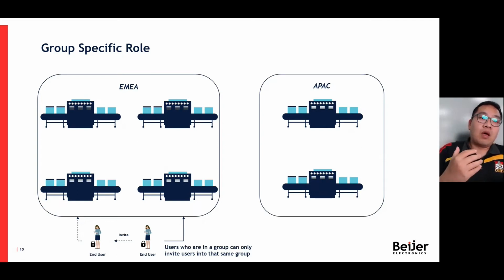But also, when you create a user that is part of, for example, an EMEA group, whom you have given the ability to invite more users, the user's authority will not exceed its own, meaning that when this user, who is part of the EMEA group, sends an invite to another end user, the end user can only access the EMEA group. So the original user cannot invite a user to the APAC group, for example, of course.